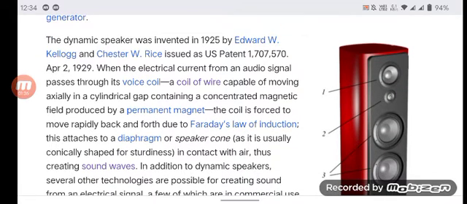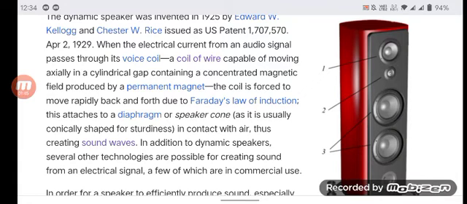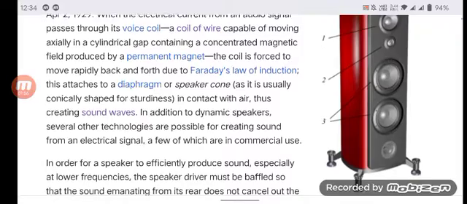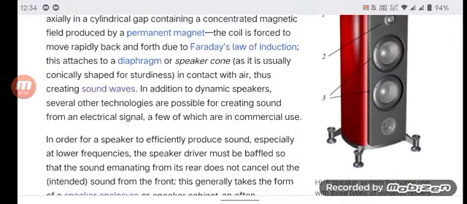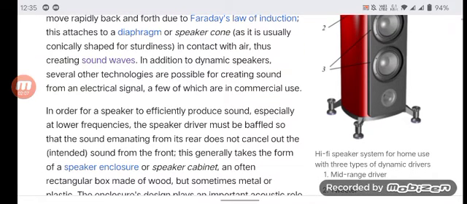It was issued as U.S. Patent 1,707,570 on April 2, 1929. When the electrical current from an audio signal passes through its voice coil, a coil of wire capable of moving axially in a cylindrical gap containing a concentrated magnetic field produced by a permanent magnet, the coil is forced to move rapidly back and forth due to Faraday's law of induction. This attaches to a diaphragm or speaker cone, usually conically shaped for sturdiness, which is in contact with air, thus creating sound waves.